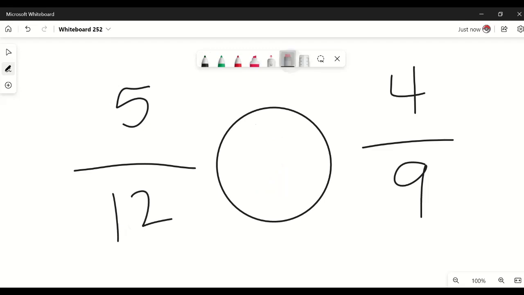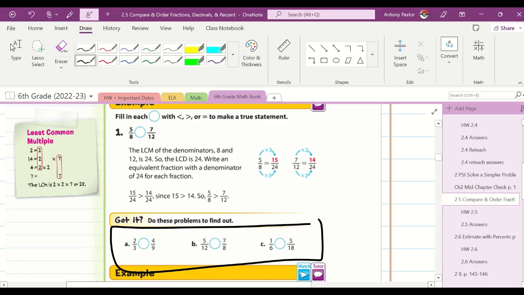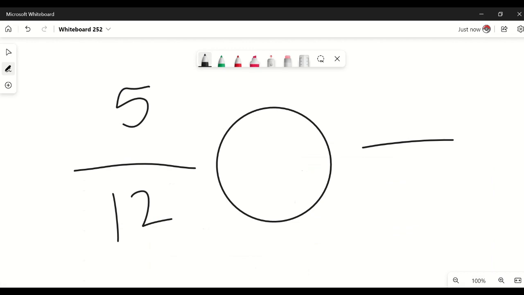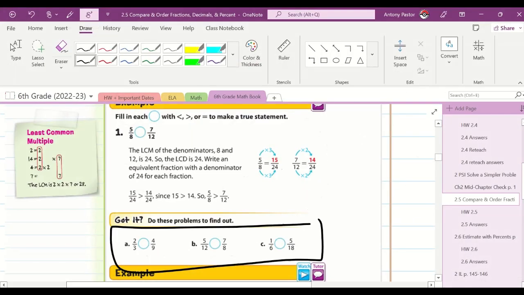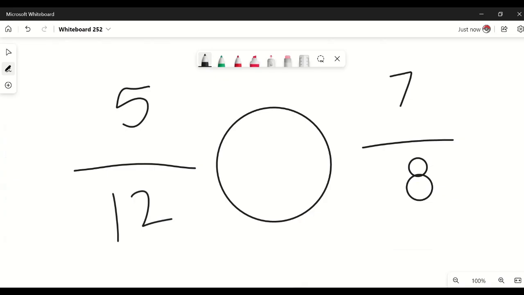5/12 in comparison to 7/8. So again, this goes back to the example we just had where we had a 5/8 and a 7/12. The lowest common denominator is going to be 24. Again, if you think of anything else that they both can go into, you can use that as well. But in this case, we're going to turn this into 24.